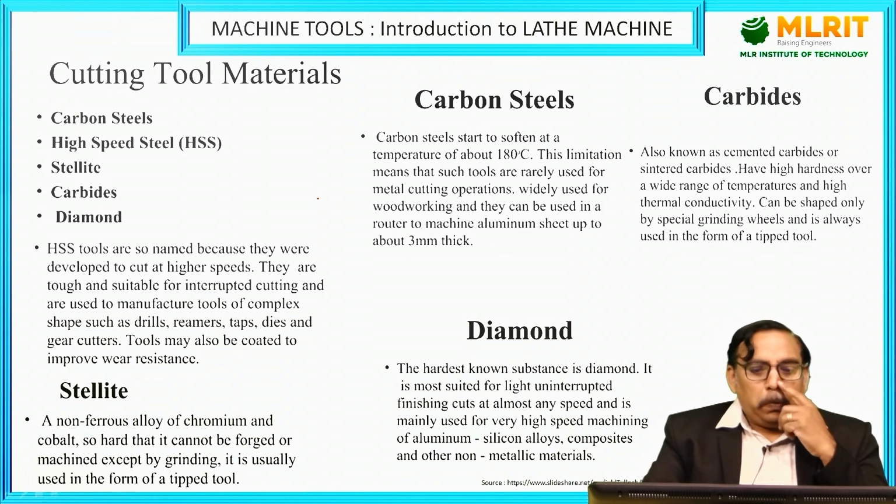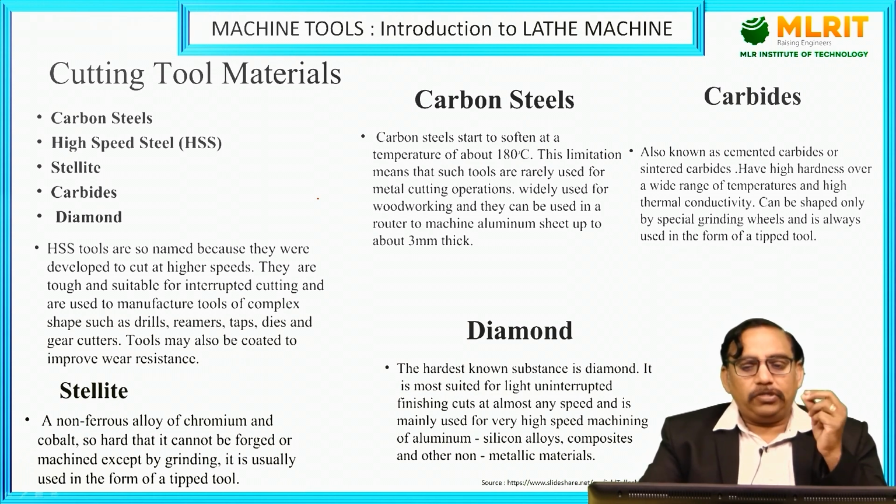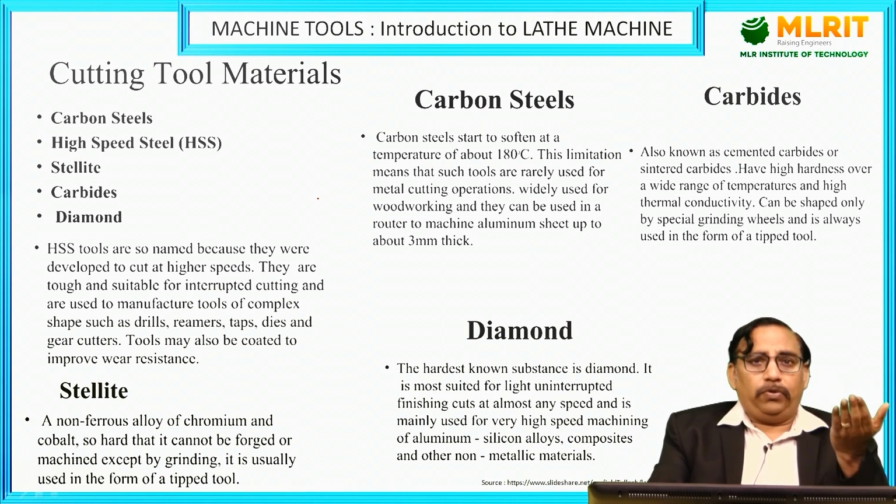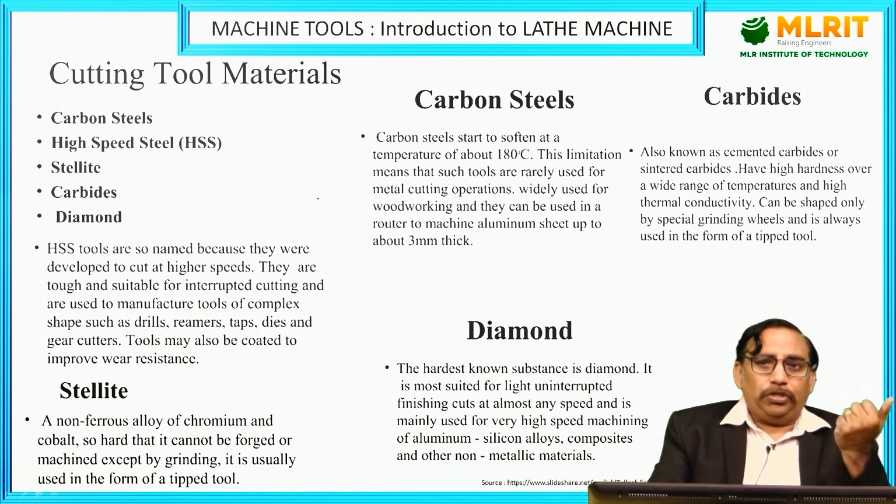Coming to carbon steels, they are very soft at 180 degrees, and because of this limitation the tools are rarely used for metal cutting operations. They are widely used for woodworking, and they can be used to cut aluminum sheet up to about 3 to 4 mm thickness.